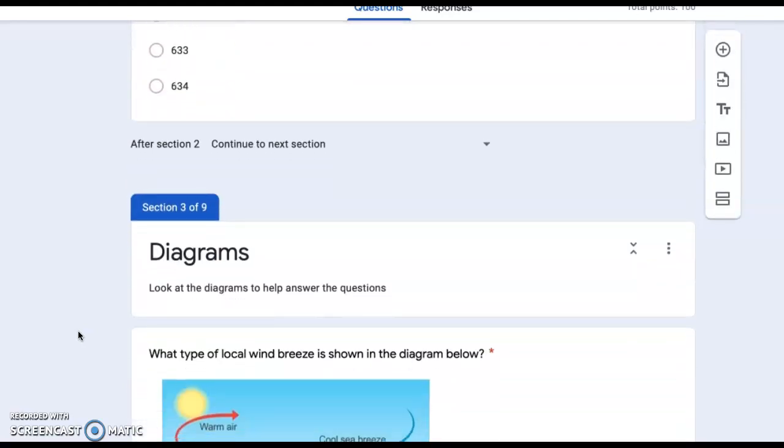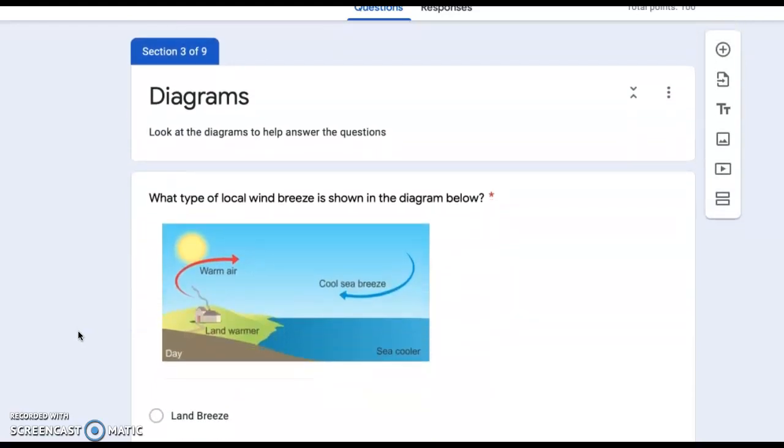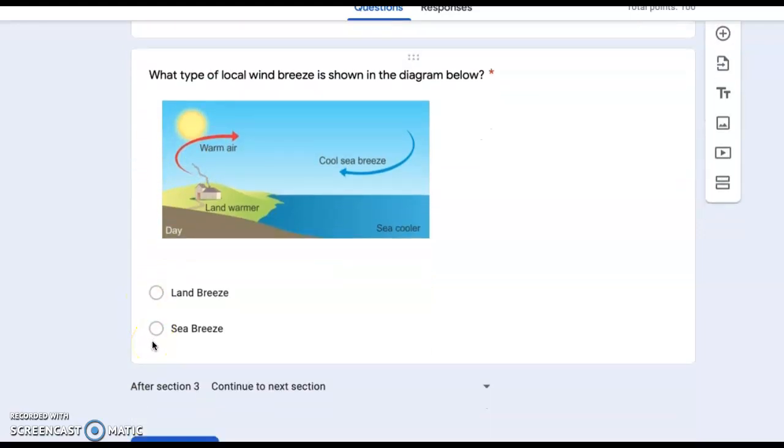Diagrams. Look at the diagram to help answer the questions. What type of local wind breeze is shown in the diagram? The sun is out. Land breeze or sea breeze?